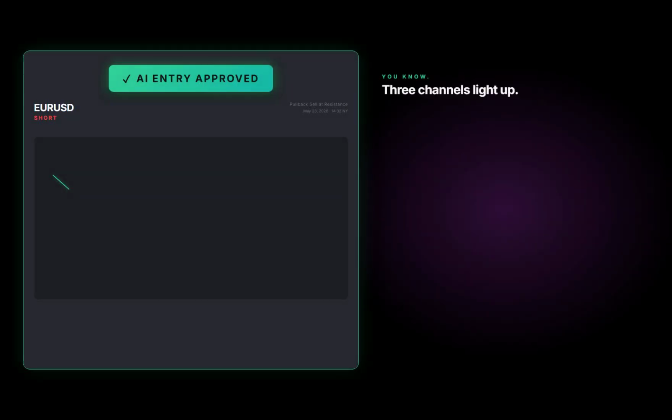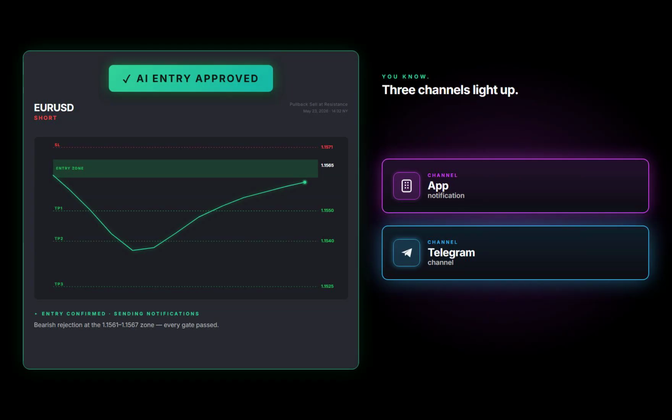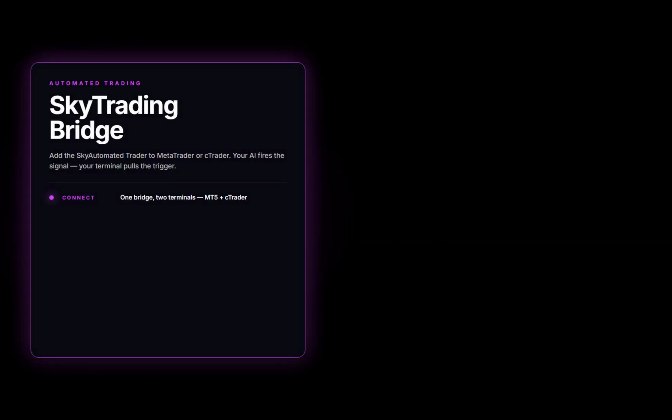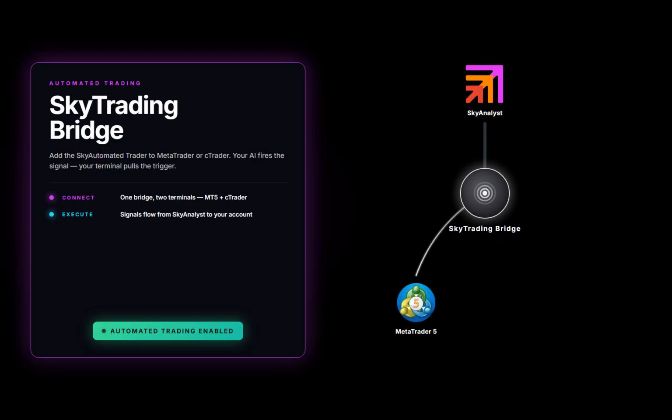When it approves, the app notifies you. Telegram lights up. Your webhook fires. And if the Sky Trading Bridge is configured and you've enabled automated trading, the signal flows. From SkyAnalyst to the Sky Trading Bridge running on your local machine, to the Sky Automated Trader inside your terminal. MetaTrader 5 or C-Trader.